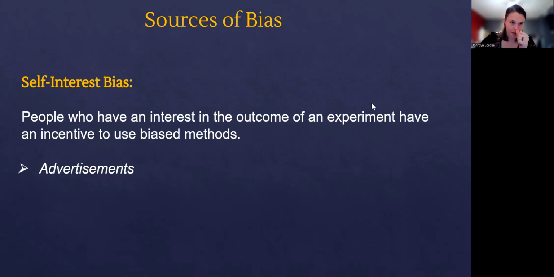Self-interest bias: people who have an interest in the outcome of an experiment and are incentivized to use biased methods. This is what you think of when you hear bias, when someone actively is trying to create bias to get the results that they want. Sometimes you can have accidental bias, and that's what we're talking about with some of these other ones. But self-interest bias is the one that most people think of.